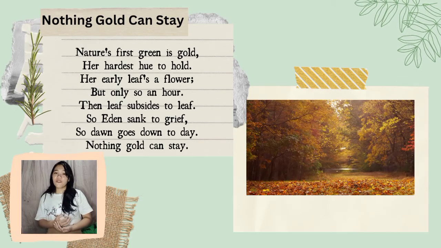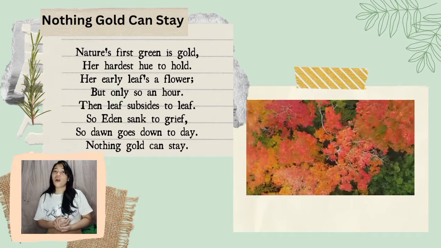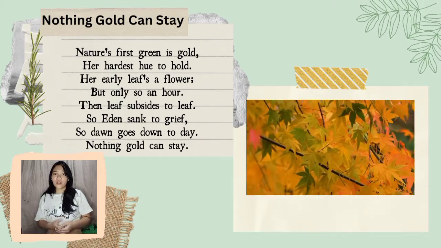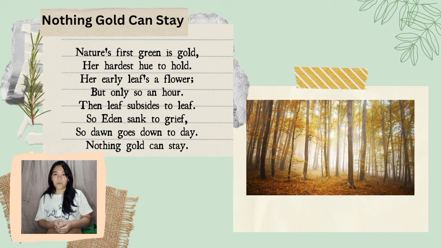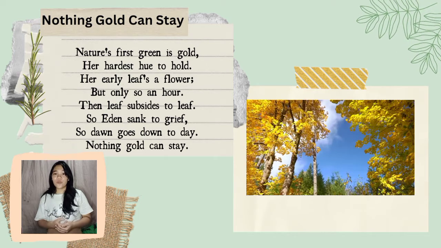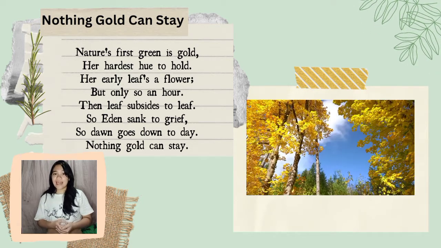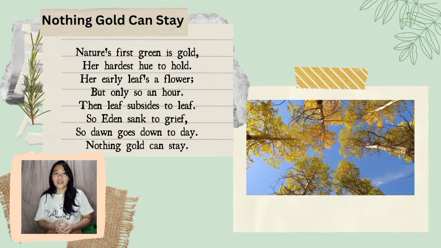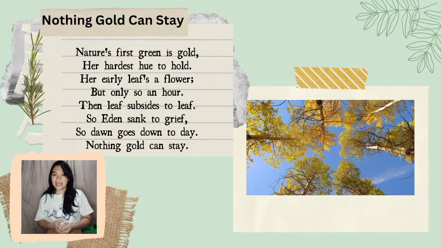Nature's first green is gold, her hardest hue to hold. Her early leaf's a flower, but only so an hour. Then leaf subsides to leaf, so Eden sank to grief. So dawn goes down to day, nothing gold can stay.